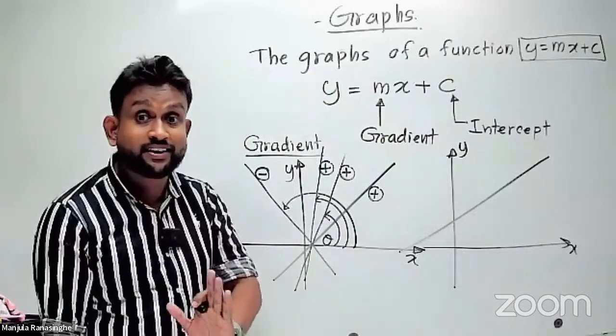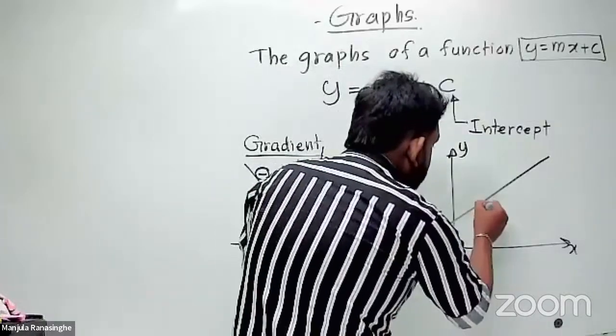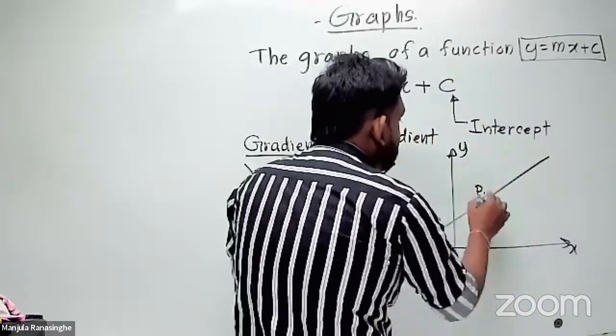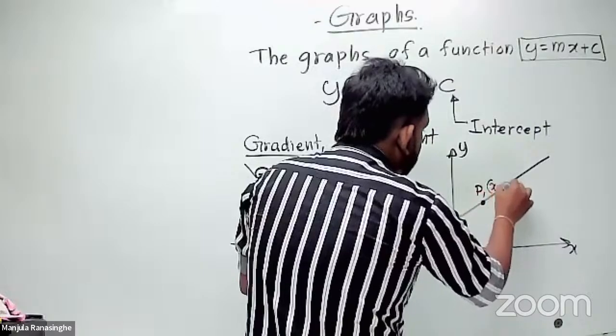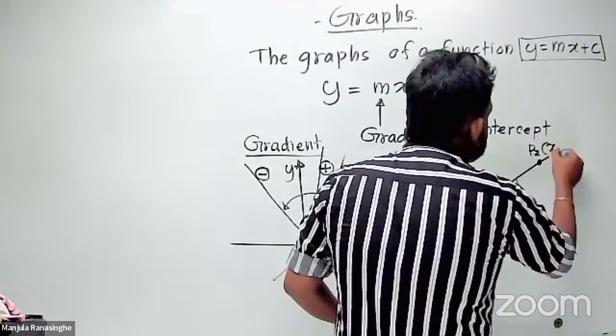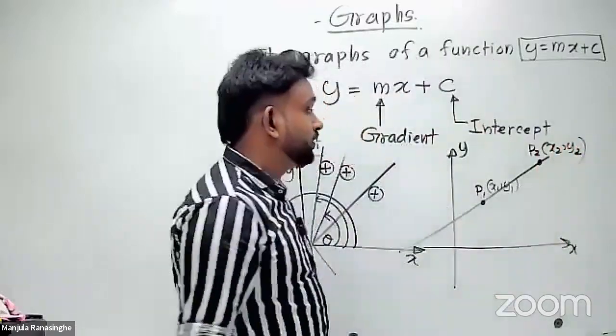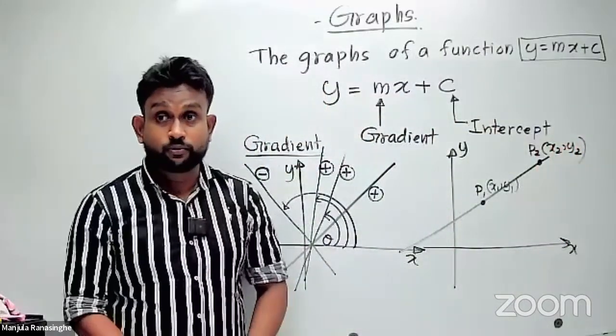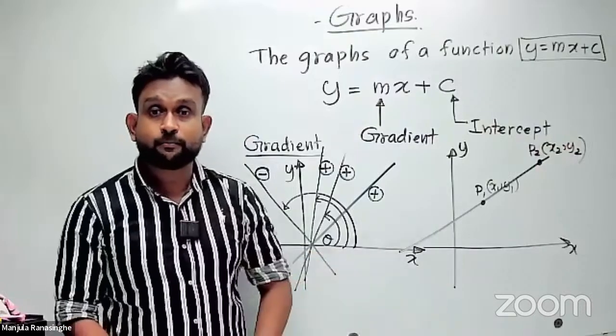How many points do you require? 2 points. So I take a point. This is P1 having coordinate x1 comma y1. And here I have another point P2, coordinate x2 comma y2. Everyone concentrate and see very well.